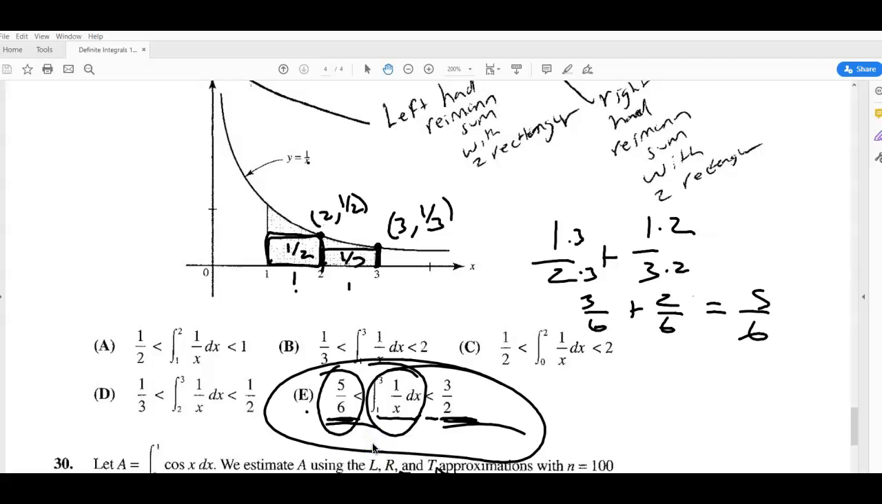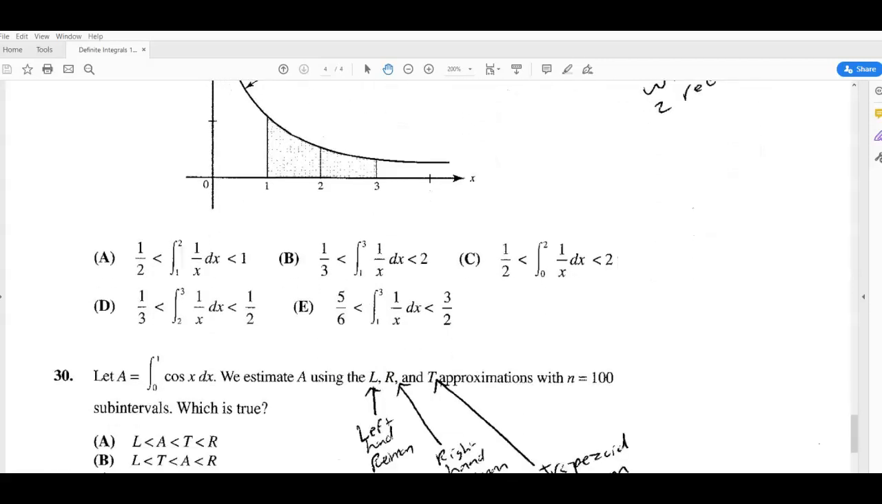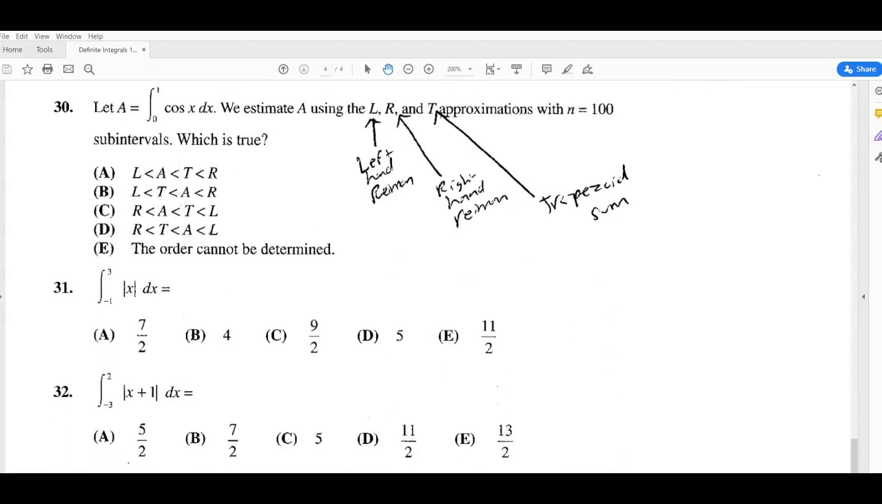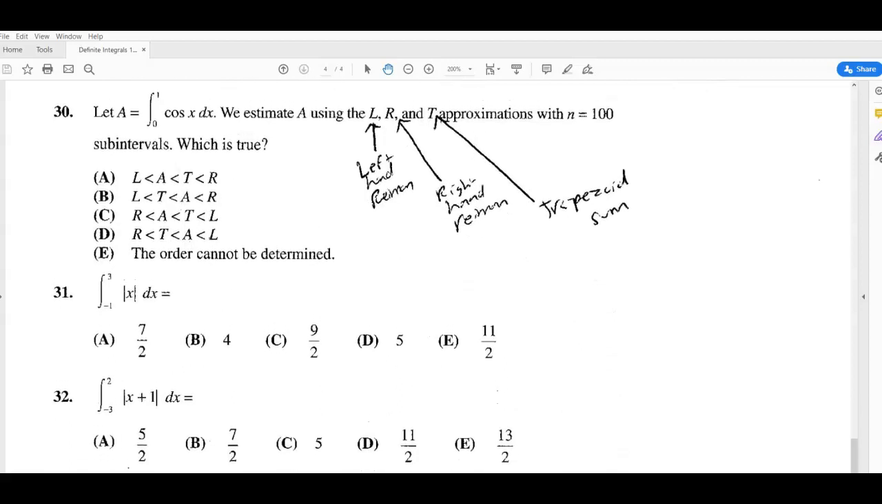Cool question. I like it. Let's go ahead and move on here. Get to do more Riemann sums. Yay!